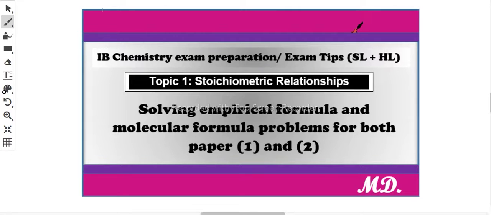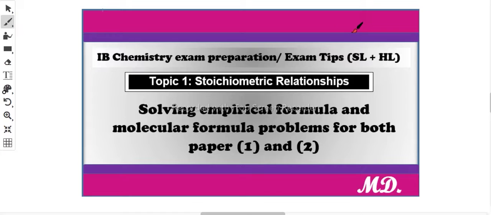In our lesson today, which is part 2 of solving empirical formula and molecular formula problems taken from both paper 1 and paper 2 examples. In our previous lesson about empirical and molecular formula, I explained and discussed the meaning of both empirical and molecular. We also went through how to calculate empirical and molecular formula.